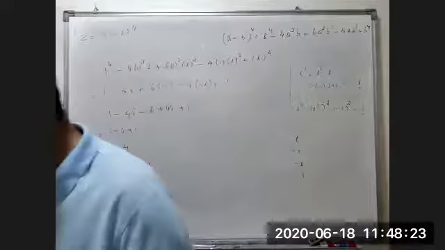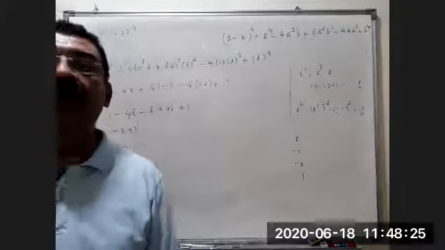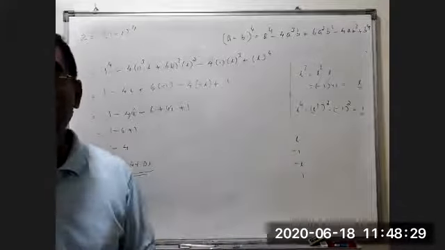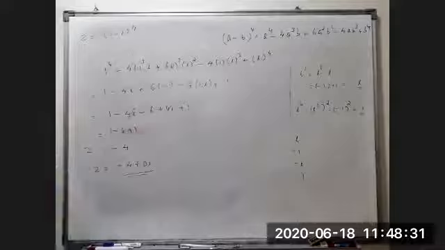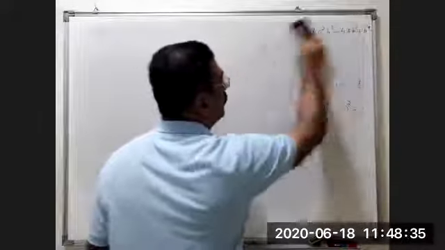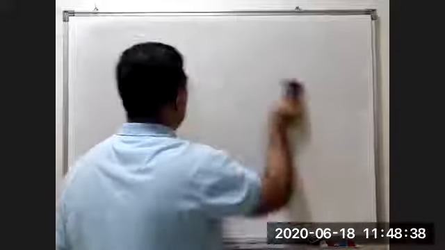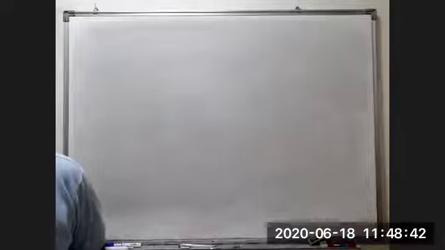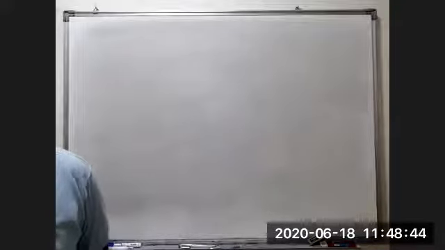Similarly, question number 9 and 10, try this as homework. 9 and 10, (a plus b) the whole cube, you know the expansion. Now, question number 11. The question is to write the multiplicative inverse.